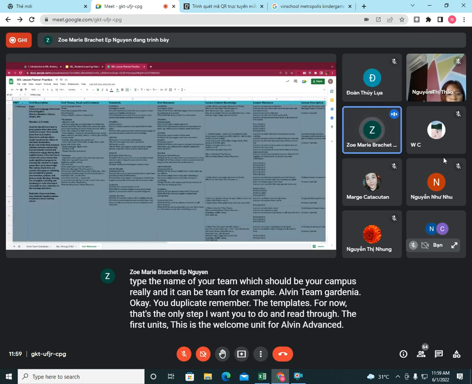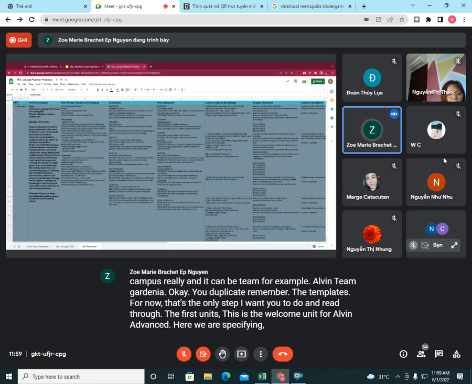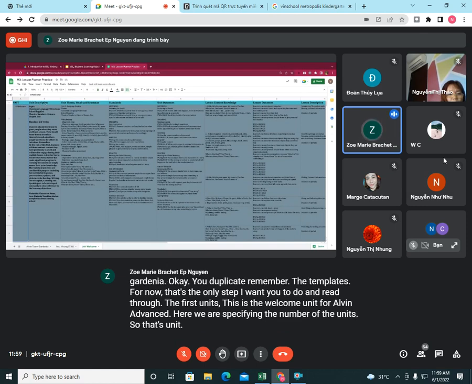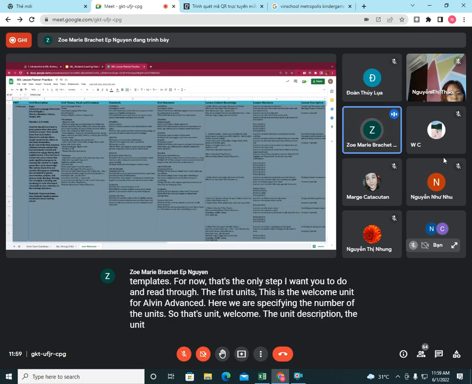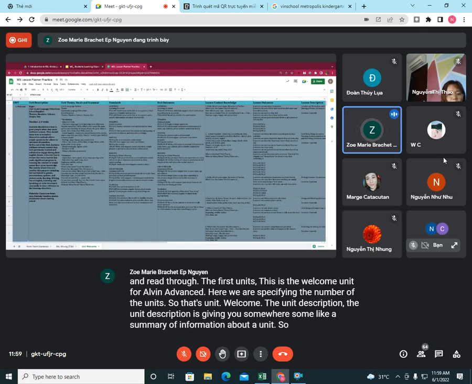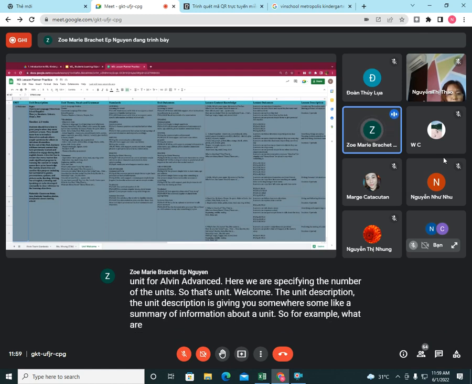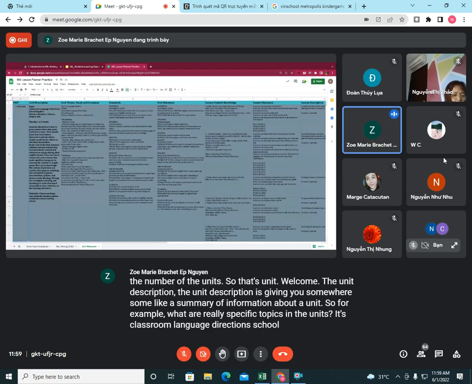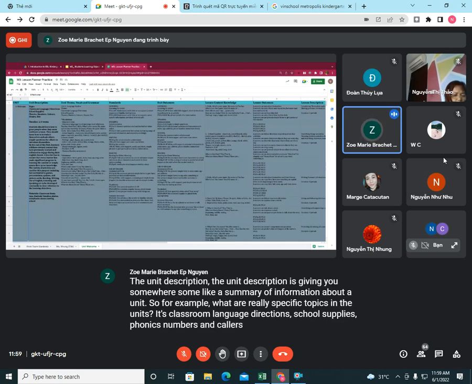Here, we are specifying the number of the unit, so that's unit welcome. The unit description gives you a summary of information about the unit. So for example, what are the specific topics in the unit? It's classroom language, direction, school supplies, phonics, numbers and colors, shapes and size.